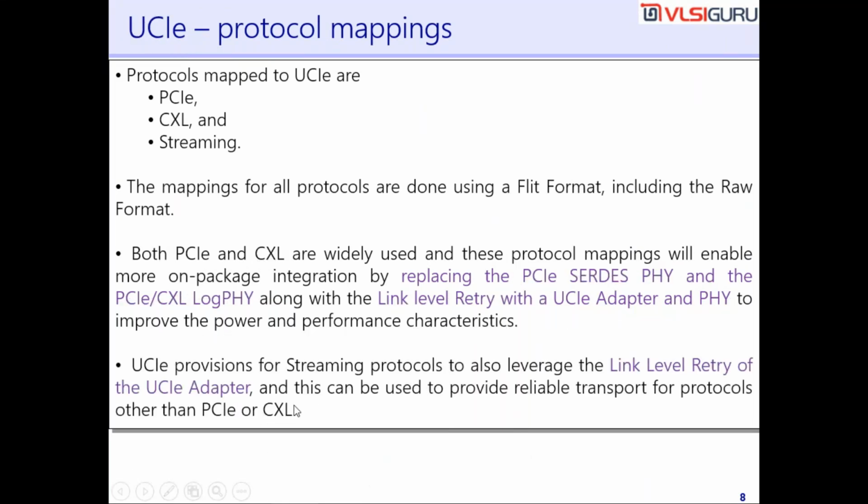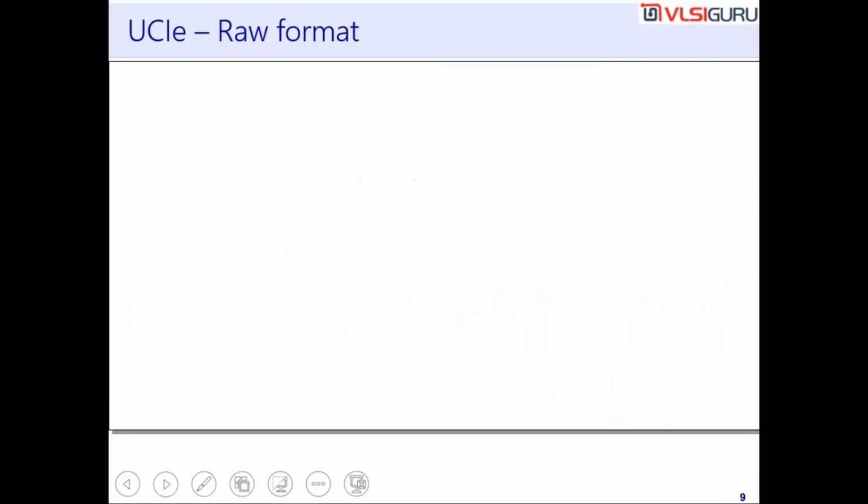And UCI Express provisions for streaming protocols to also leverage the link level retry of the UCI adapter. Even in streaming protocols, there is a link level retry that happens in the UCI adapter. This can also be used to enable reliable transport of protocols other than PCI Express and CXL. Even when you are streaming other protocols, the link level retry concept can be used for any error corrections, any retries. Okay, let's briefly talk about what is meant by raw format here.